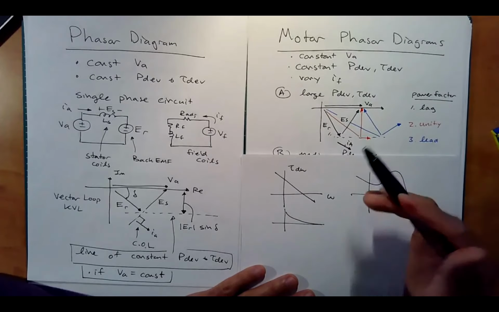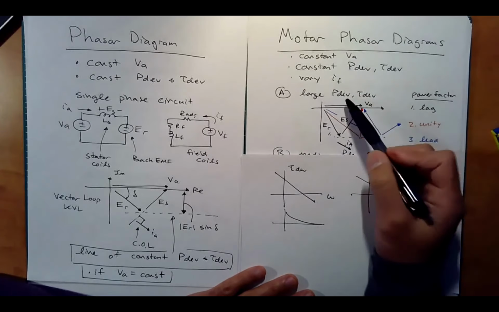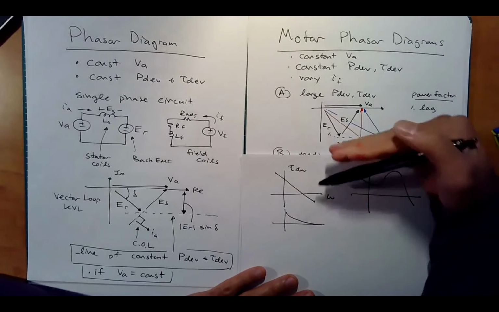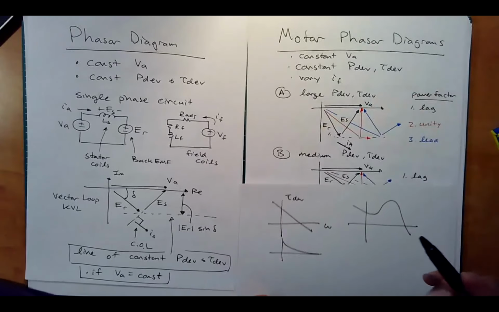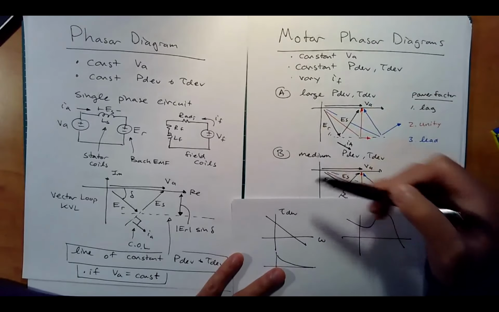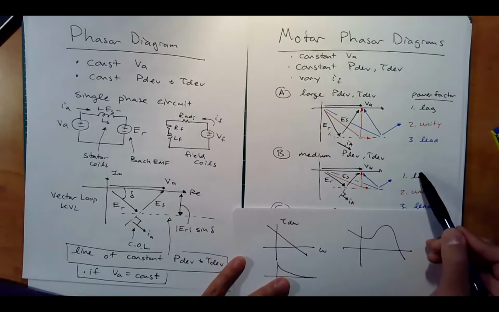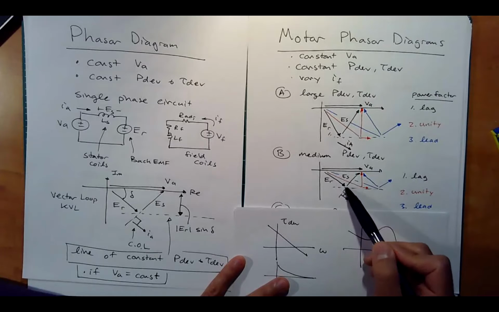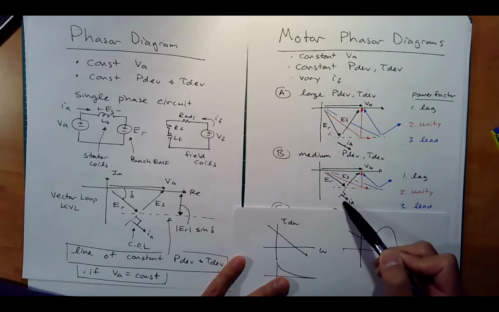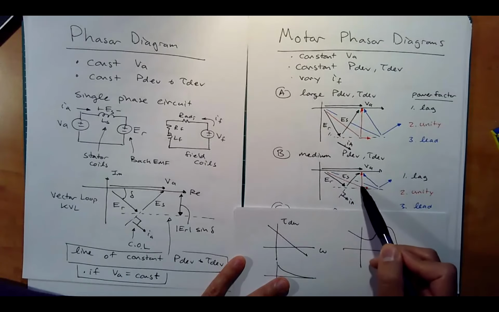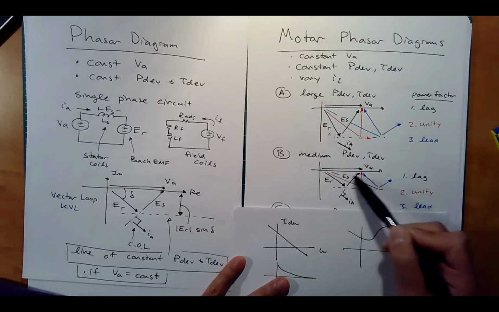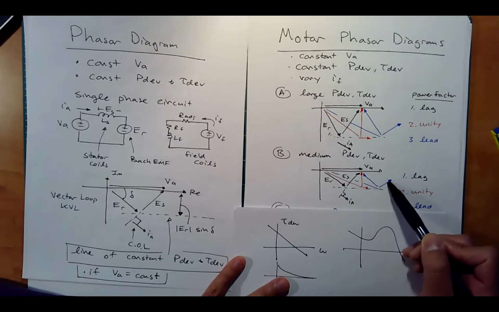What about if I wanted to decrease the power developed? So here I have a large power developed. Well, I'd be on a line that's a little bit higher, right? Closer to the x-axis. And so it's the same idea, right? You have low IF, which means you have a lagging situation. You could tune it perfectly to get unity, but then if you increase it again, notice you get a leading.